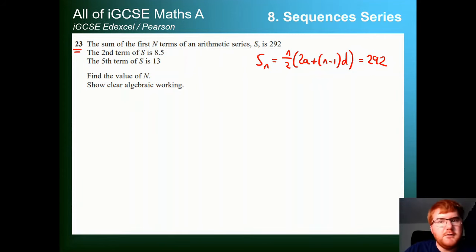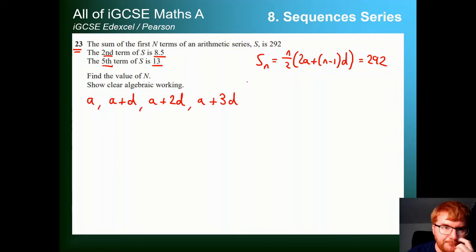We're going to do a first part of the question and come back to this. The second term of S is 8.5. The fifth term of S is 13. And we need to find out what this value of n is. Now remember, any arithmetic sequence or series can be built up as first term plus 1 difference, first term plus 2 lots of the difference, first term plus 3 lots of the difference, and so on. And if I write this out and fit these numbers into here, well, the second term is this one, so 8.5, and the fifth term, which is 1 over here, is 13.